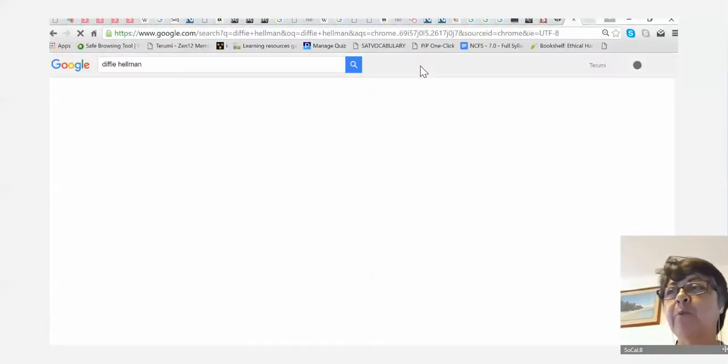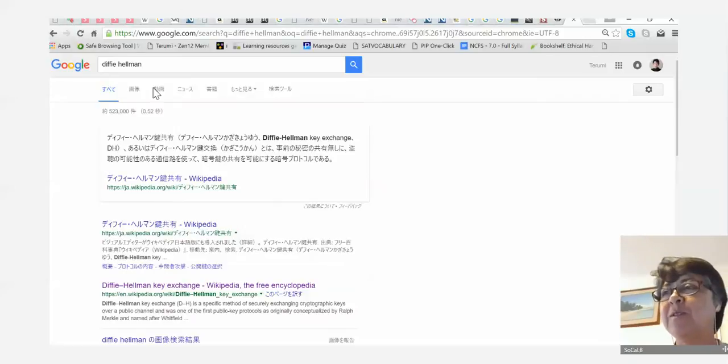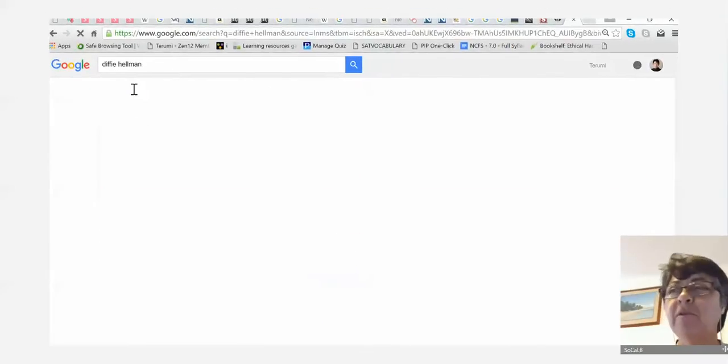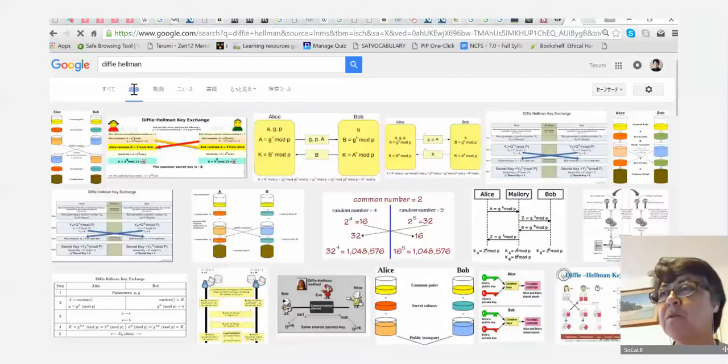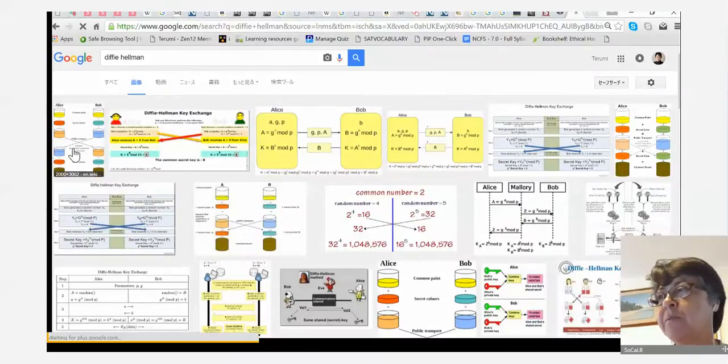And they also found some weakness in Diffie-Hellman too. I mean, no one is really immune from people finding something wrong with it. So I think I like this one.